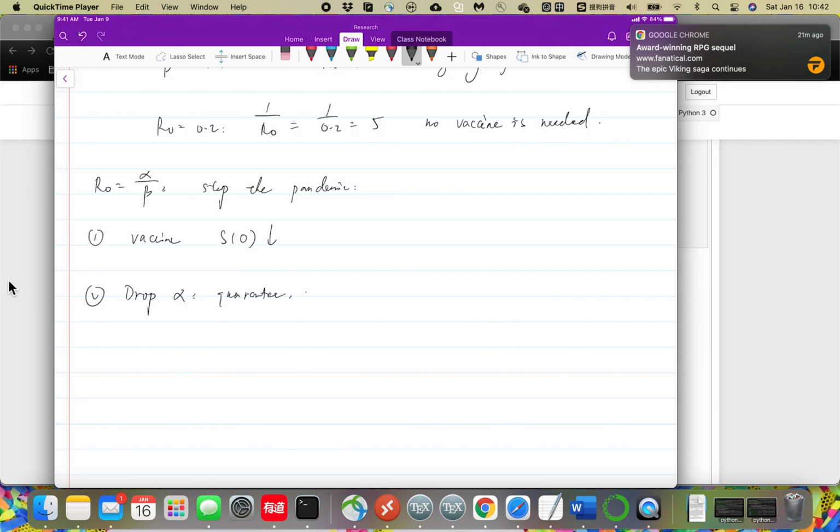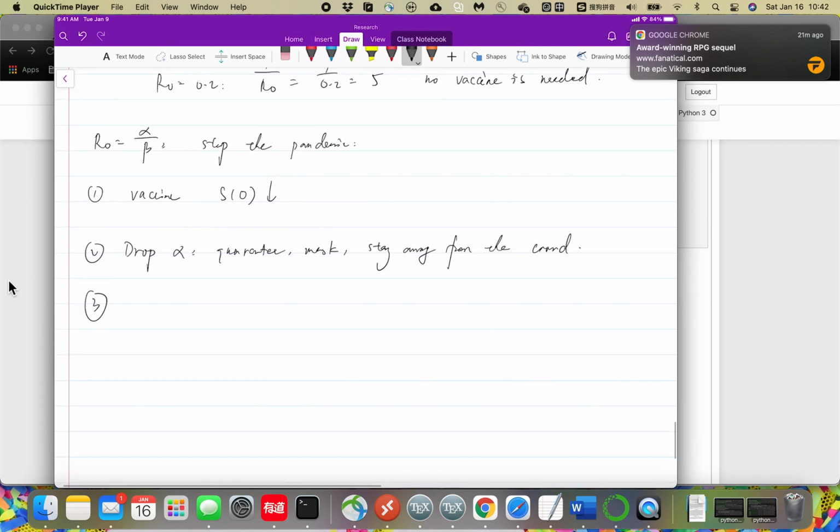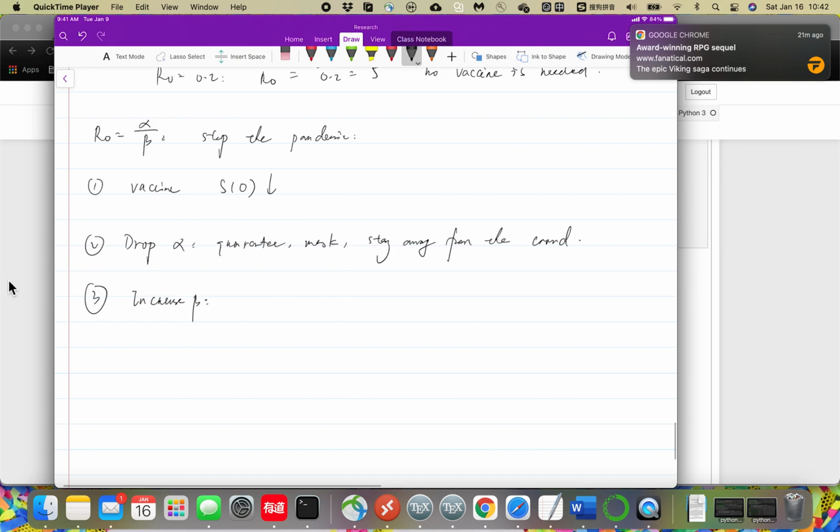Okay, maybe you need to wear a mask. Maybe you need to stay away from crowds. Okay, sounds familiar, especially during the COVID-19 period, right? You can also increase beta. You want people to recover faster, so that's better medical care. Or just make people exercise so they stay stronger, their immune system becomes stronger, and things like that.